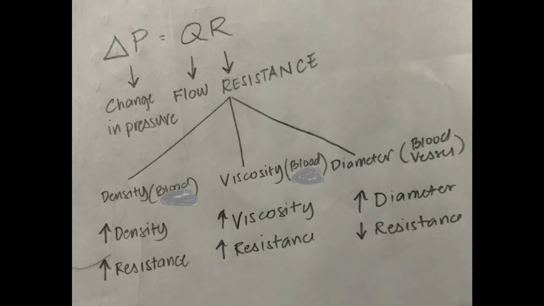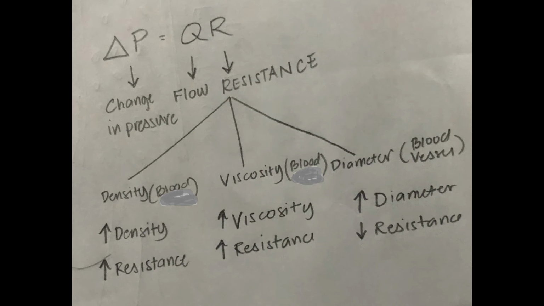In this equation, P refers to the change in pressure, Q is the flow of blood in the blood vessels, and R is the resistance of the smaller blood vessels. In resistance, it can also be taken into consideration the density and viscosity of blood and the diameter of the blood vessel. When the density and viscosity of blood increases, it indicates an increase in resistance, which shows an increase in blood pressure. But when viscosity and density decreases, resistance also decreases, which indicate low blood pressure.